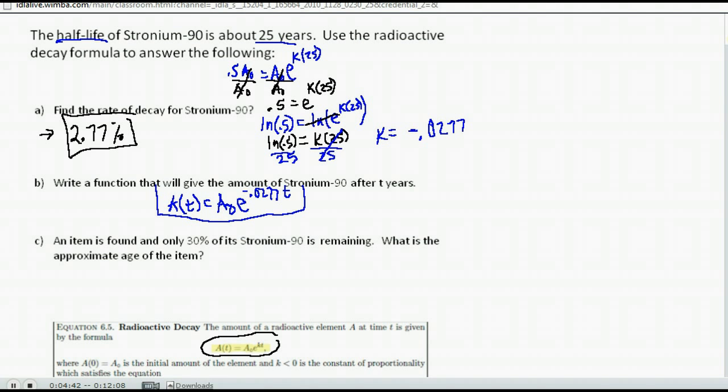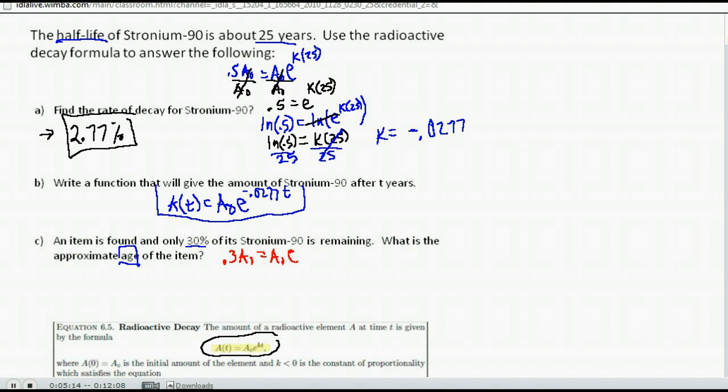Now let's do an application with the formula we just came up with. An item is found and only 30% of its strontium-90 is remaining. What's the approximate age of the item? So age would be the amount of time the item has been lying around. We don't know the original amount. We do know that only 30% is remaining, and hopefully I have enough room to do this problem. So we know that we have 0.3 times the original amount.